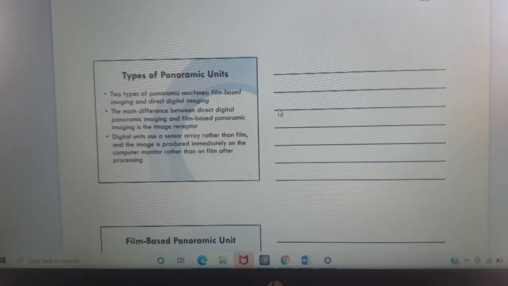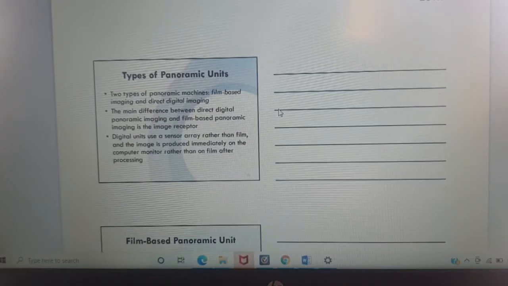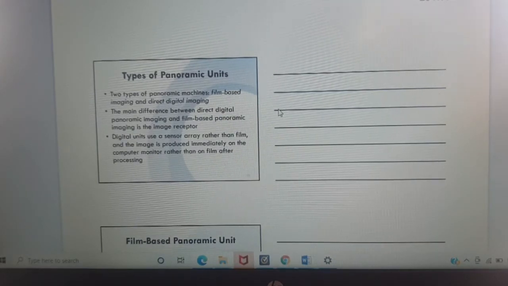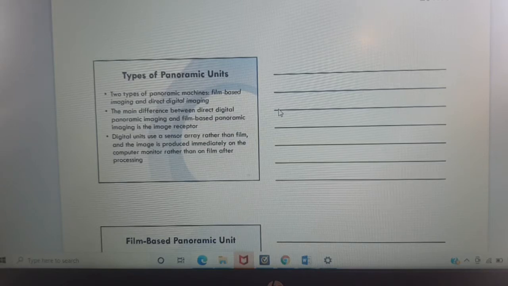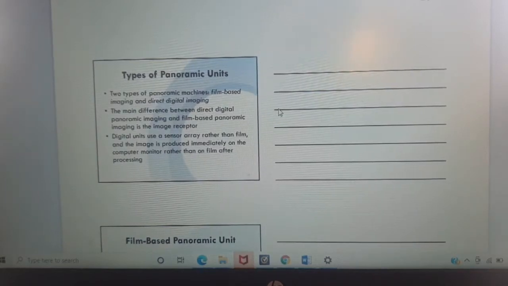Because basically in a film-based one, you'd have to take the panoramic image and then take it to the back so that it can be processed, making use of a special processing machine that requires you as the dental assistant to basically monitor the two types of solutions, being the developer solution as well as the fixer, okay? So then above all of that, the main similarity between the two is that with both of them, the film-based and the digital unit, the film holder, also known as the cassette, and the x-ray head rotate opposite each other around the patient's head.